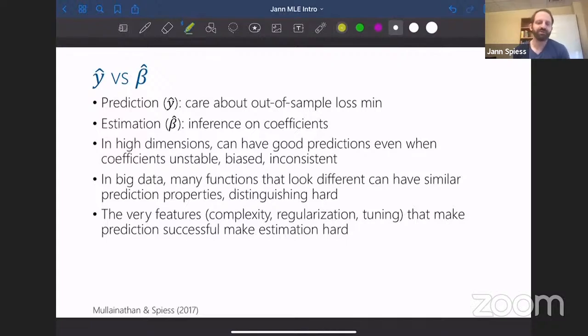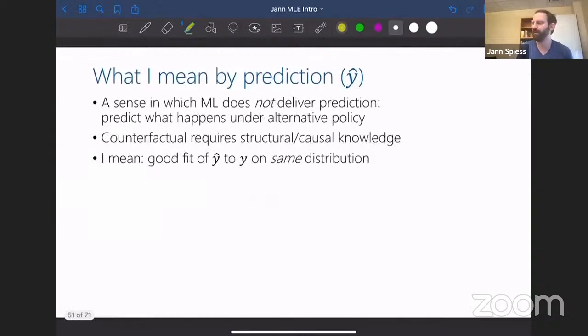And so in high dimensions, we have very good predictions even when the coefficients are unstable or biased or inconsistent, simply because we only care about prediction quality. And in many cases, that is not necessarily a problem for prediction quality. Specifically, many functions that look very different can have very similar prediction properties, and it's very hard to distinguish them. And the very features that make up a successful prediction algorithm make estimation hard. Namely, the fact that we use the data to select among a large class of functions makes it very hard to determine the estimation properties and to get valid estimation.